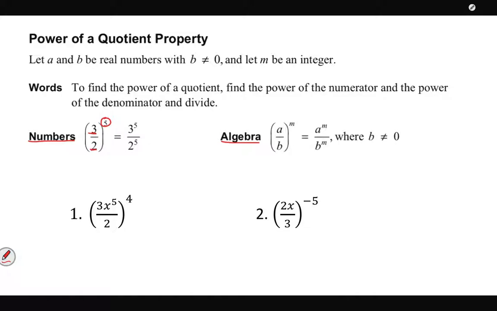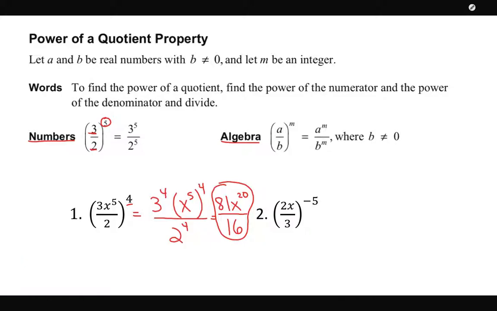So in this problem here, we have that everything inside the parentheses must be raised to the fourth power. So the 3 must be raised to the fourth power, the x to the fifth must be raised to the fourth power, and the 2 must be raised to the fourth power. And now we evaluate. 3 to the fourth would be 81. Now I have power to power here, so that'd be x to the 20th power, all over 2 to the fourth, which would be 16. And then there's my final answer.